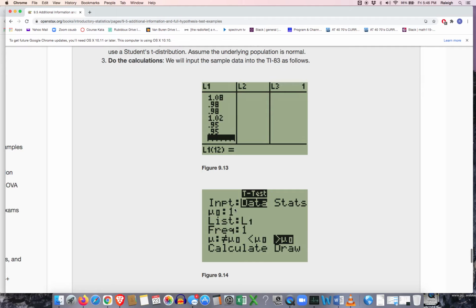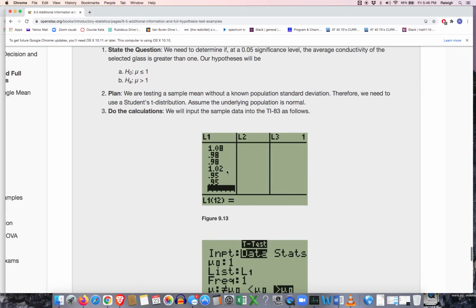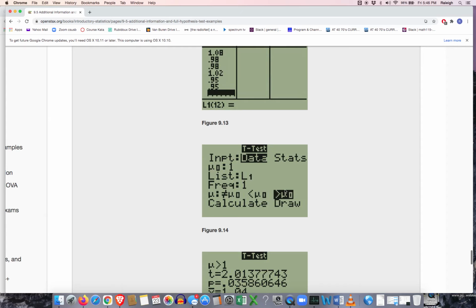Anyway, the mu0 is meant to be 1, as they said from the hypothesis. The list, in case you had more than one list, is L1. And frequency: each one of these only happens once, so there are no double ups or anything like that. And we are going greater than mu0, as we saw earlier. Yeah, greater than 1. Don't even pay attention to H0. It's pretty much always the same.